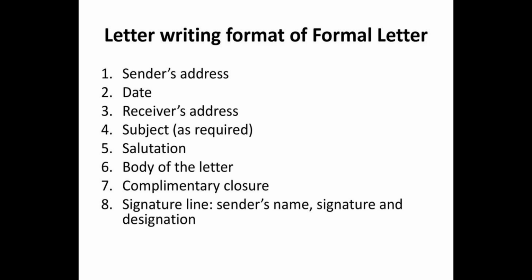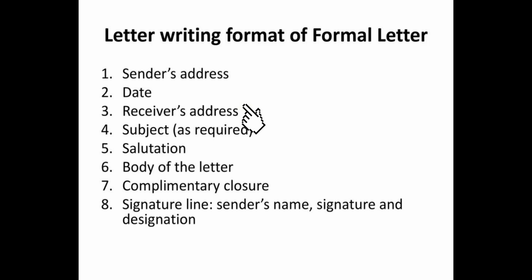Sender's address. This is the mailing address of the sender. The address contains the details of the person sending the letter. Date. Immediately after the sender's address, the date on which the letter is written is to be written under the sender's address. You can follow any of the formats of writing dates. Either you start with the day, month, and year, as in the British format of writing, or you start with the month, date, and year, as in the American format of writing.